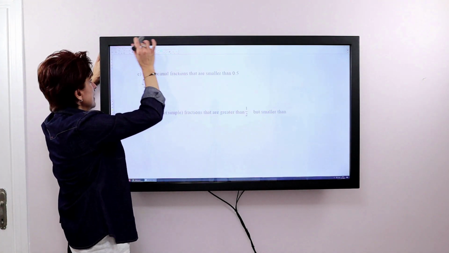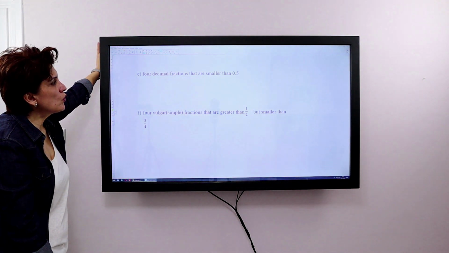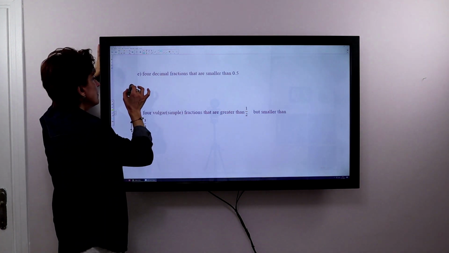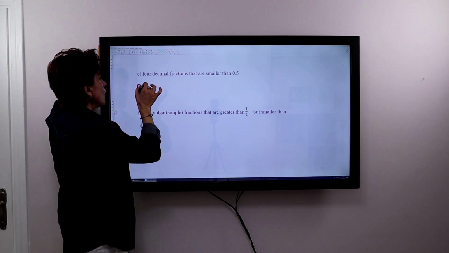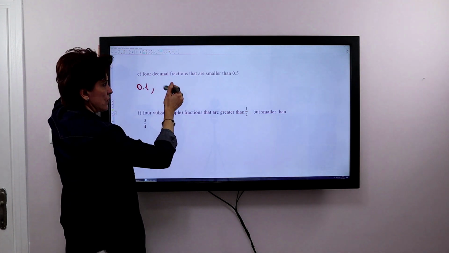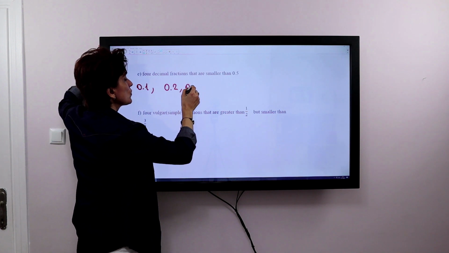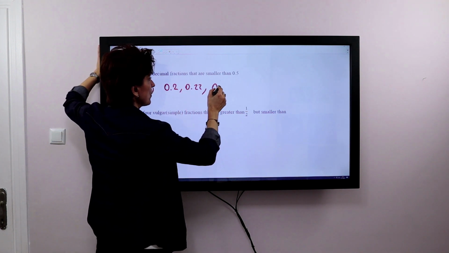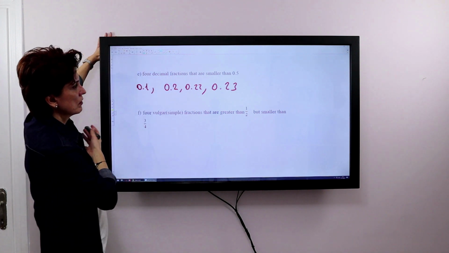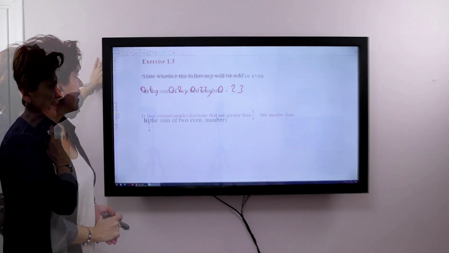Okay. 4 decimal fractions that are smaller than 0.5. Okay. Can we write 0.1? We can find many options, guys. Endless, actually. 0.2, 0.22, 0.23. How many? 4. I think it's okay. This is maybe a little tough.